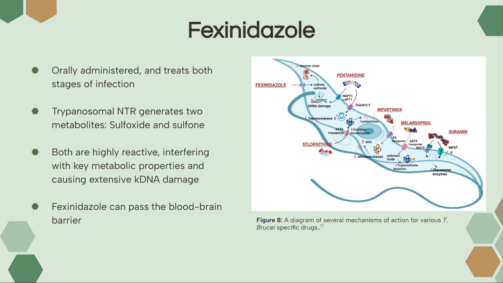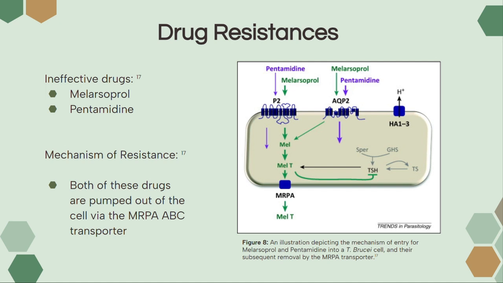Both of these are reactive enough to significantly damage the electron transport chain of the trypanosome's mitochondria, and also do significant damage to the kDNA, which is the way that trypanosomes store their genetic information. Both of these will sufficiently disrupt the metabolic processes within the parasite in order to destroy it.